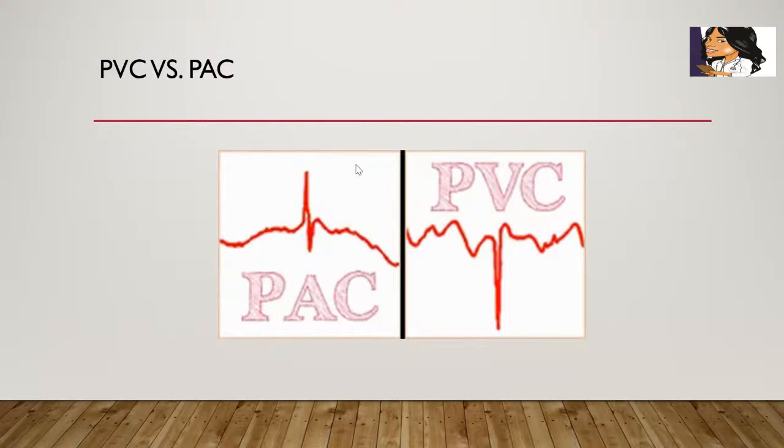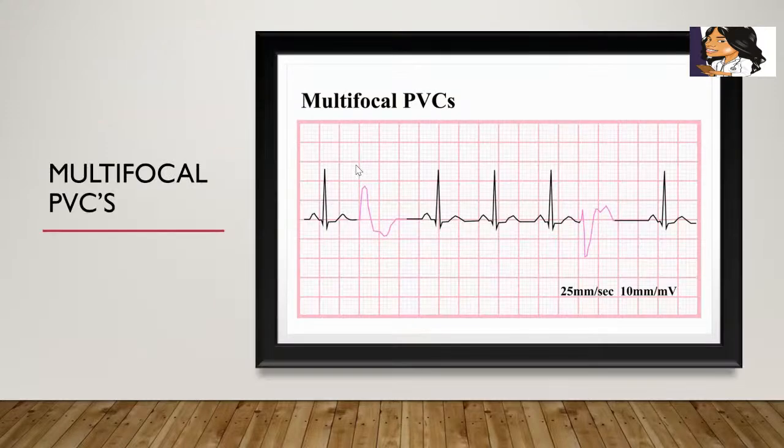So this is the PVC versus a PAC. These are all premature. This is a premature beat from the atrium and this one is from the ventricles. Is the patient symptomatic? Is the patient fainting? Is the patient diaphoretic? Is there an issue? Because remember, if there's an issue, I need to let someone know because this is still an irregular rhythm. And as a new nurse, it's not my judgment. It's not my call.